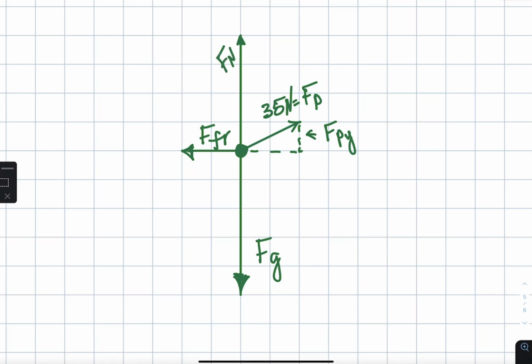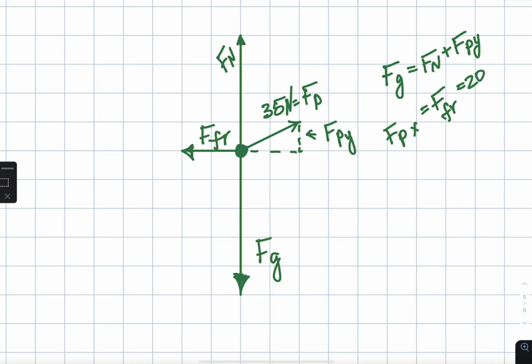And in order for all the forces to be balanced on my suitcase, force of gravity should be equal to force normal plus force of pull Y. And then horizontally, I know that force of pull X should be equal and opposite to force of friction, which is 20 newtons. So they gave me force of friction, and therefore they gave me force of pull X.